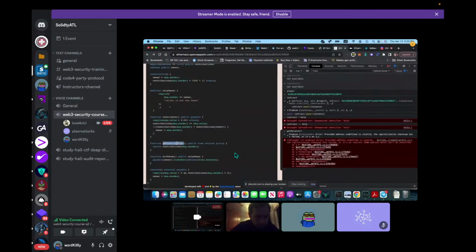Get contribution. Okay, what does the get contribution do? It returns a uint and it goes back to the contributions. It returns the contributions using the sender, whoever is sending.